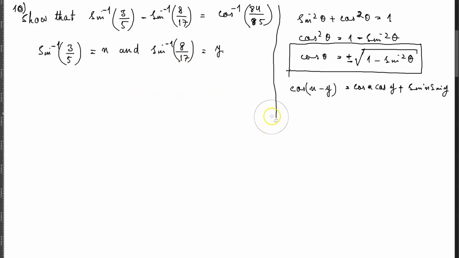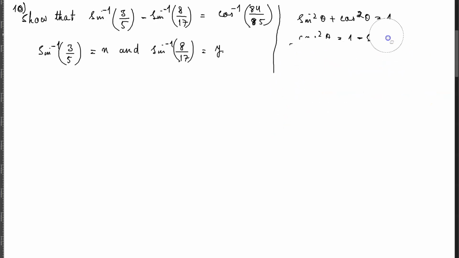You see over here, basically the problem is that you want to show that the sine inverse of 3/5 minus the sine inverse of 8/17 is equal to the cos inverse of 84 by 85, right? The cos inverse of 84 by 85.